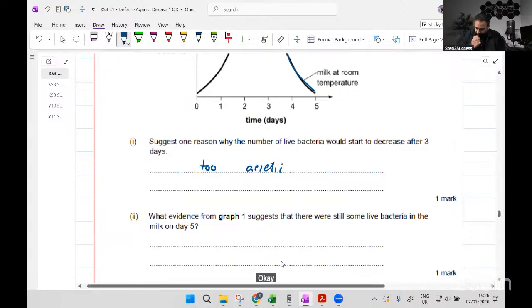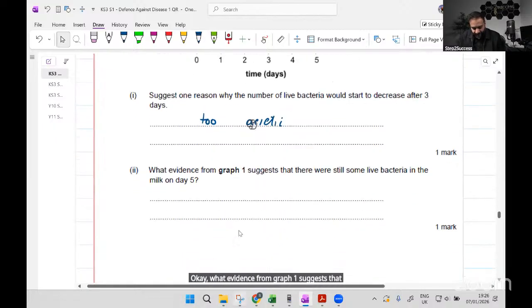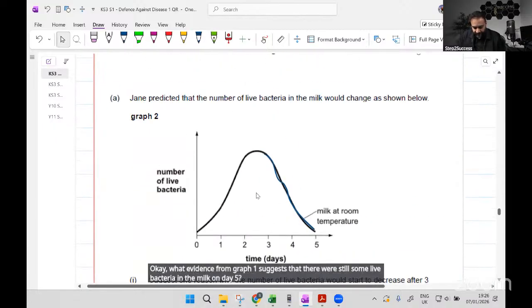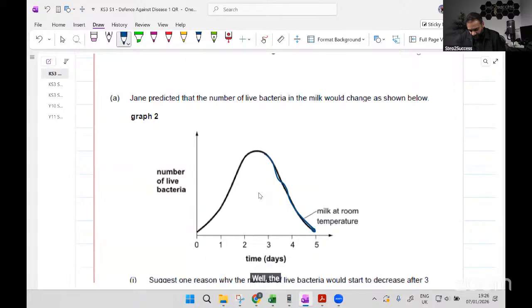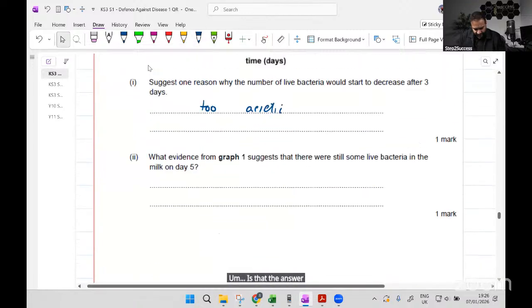Okay, what evidence from graph one suggests that there were still some live bacteria in the milk on day 5? Well, the graph's not at the bottom, is it? Is that the answer? Part two.